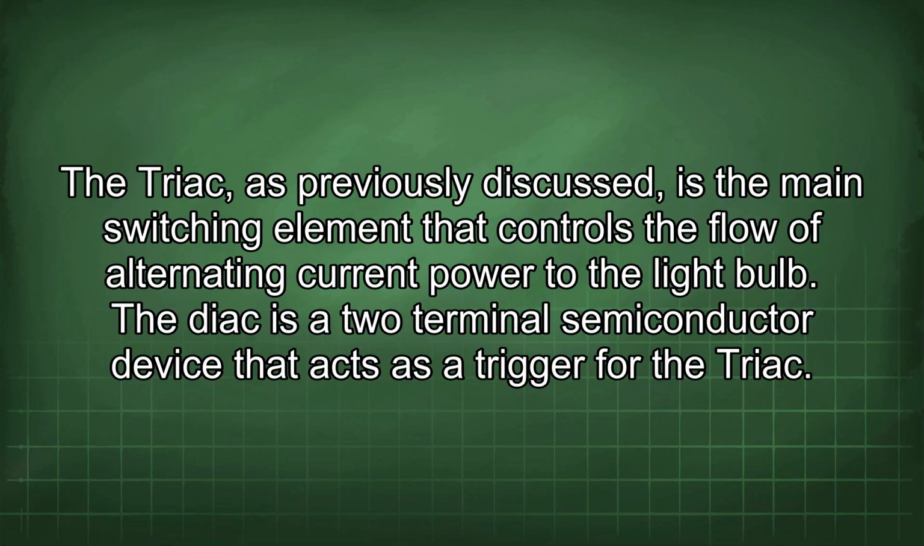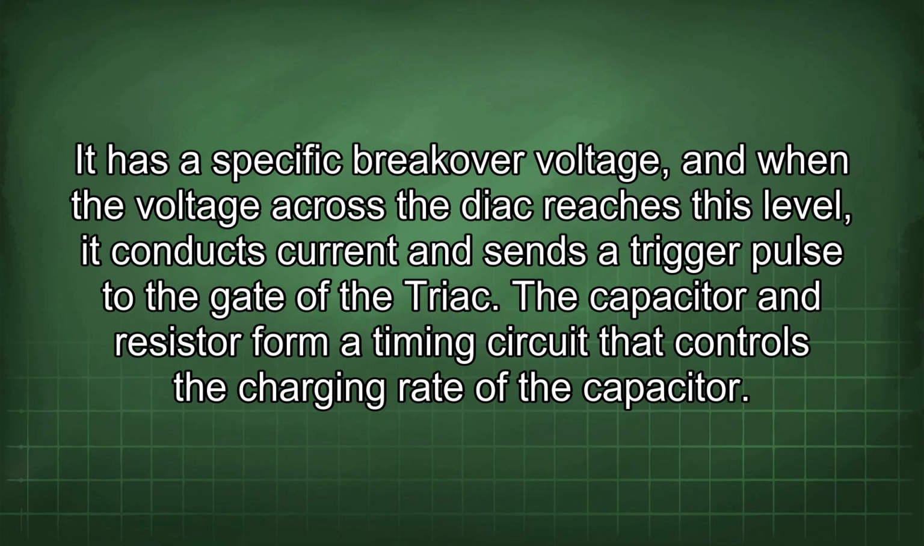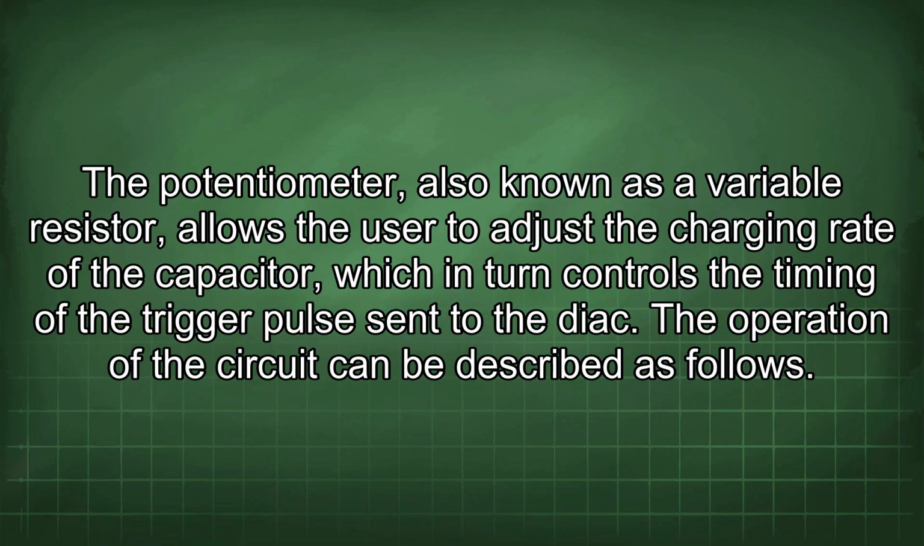The diac is a two-terminal semiconductor device that acts as a trigger for the triac. It has a specific breakover voltage, and when the voltage across the diac reaches this level, it conducts current and sends a trigger pulse to the gate of the triac. The capacitor and resistor form a timing circuit that controls the charging rate of the capacitor. The potentiometer, also known as a variable resistor, allows the user to adjust the charging rate of the capacitor, which in turn controls the timing of the trigger pulse sent to the diac.